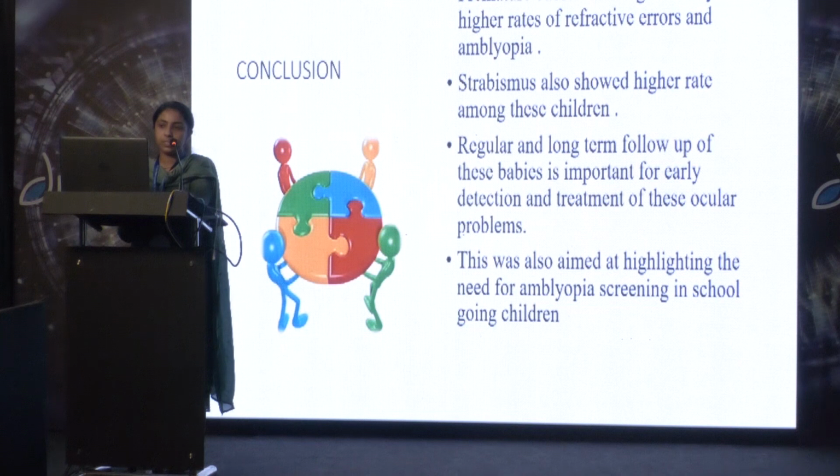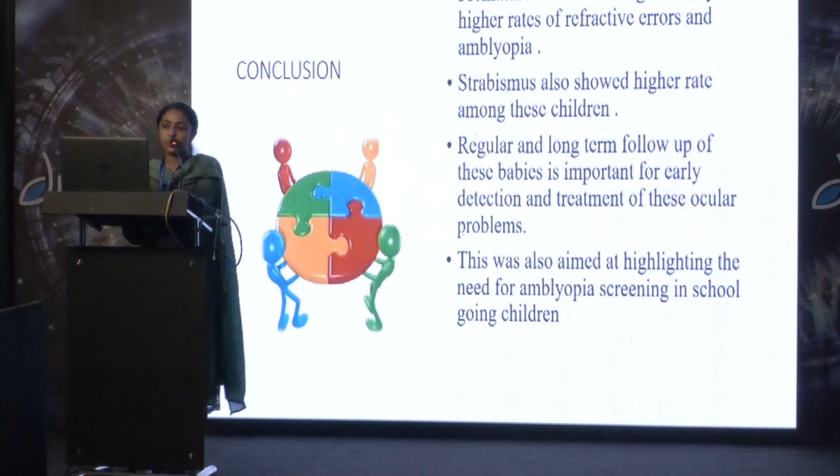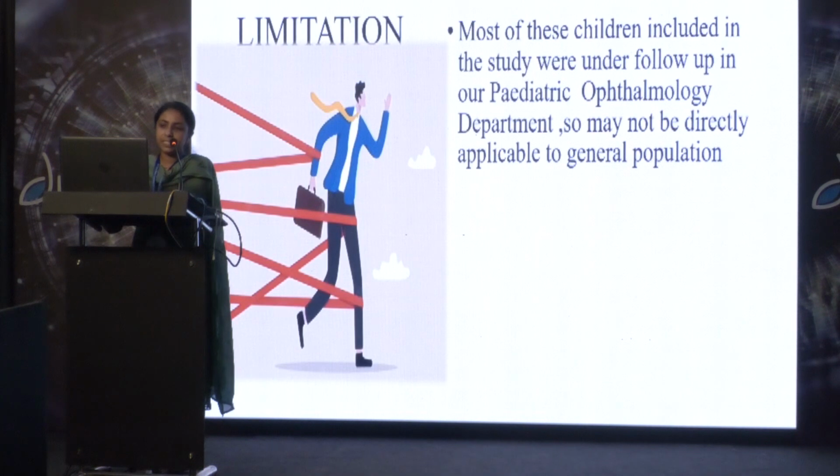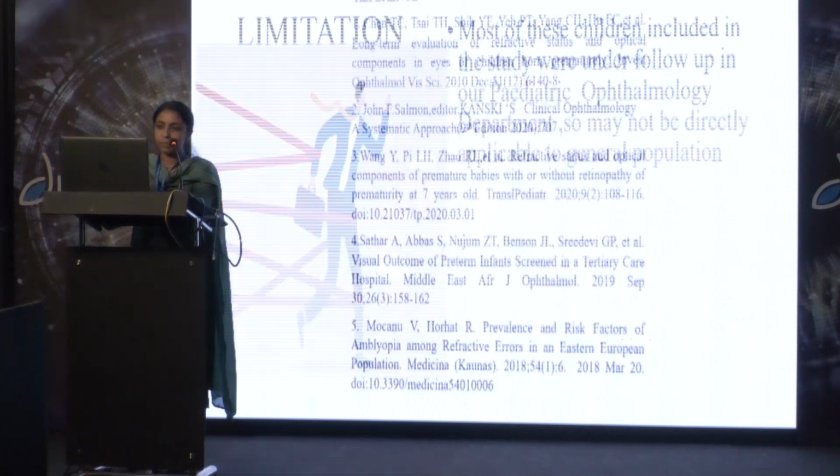So my conclusion is, premature babies have significantly higher rates of refractive errors and amblyopia, and strabismus is also at a higher rate among these children, and therefore a regular and long-term follow-up of these babies is important for early detection as well as treatment of these ocular problems. My study was also aimed at highlighting the need for amblyopia screening in school-going children. The limitation was that most of these children included in the study were under our follow-up, so it may not be directly applicable to the general population.